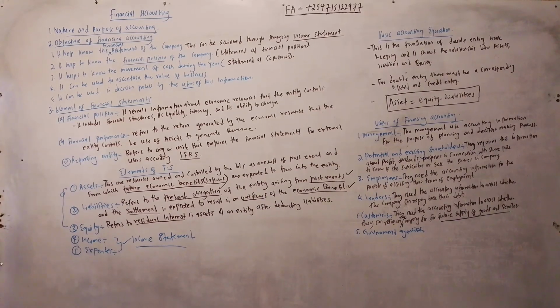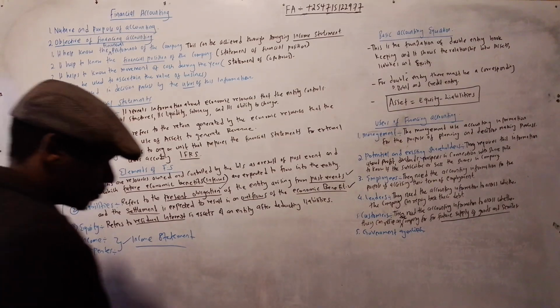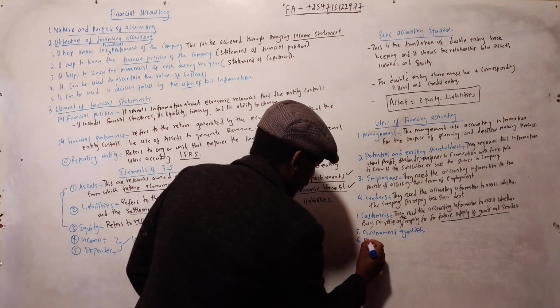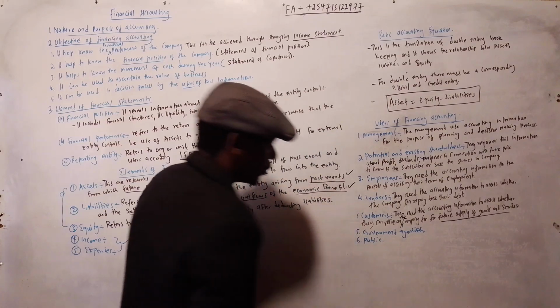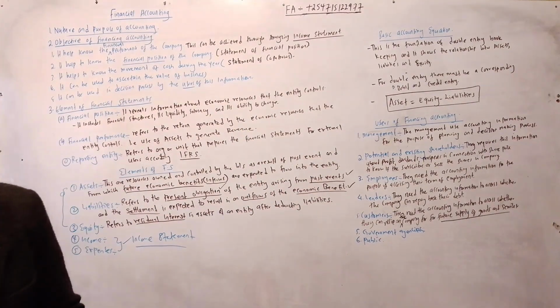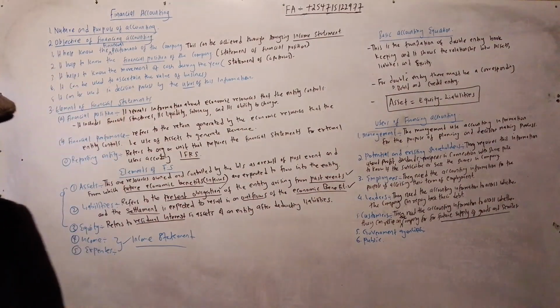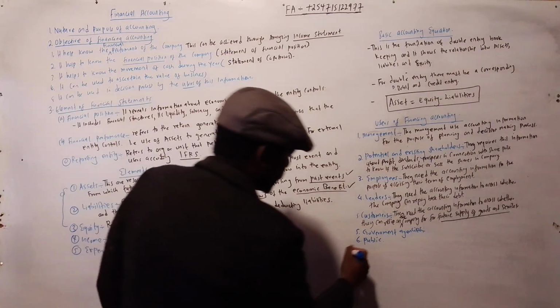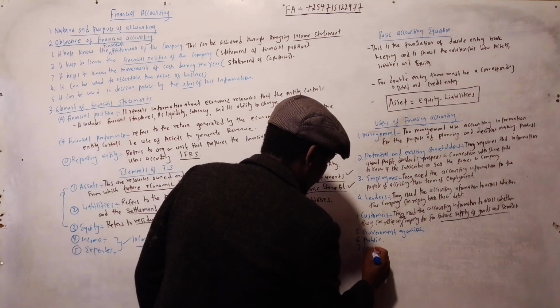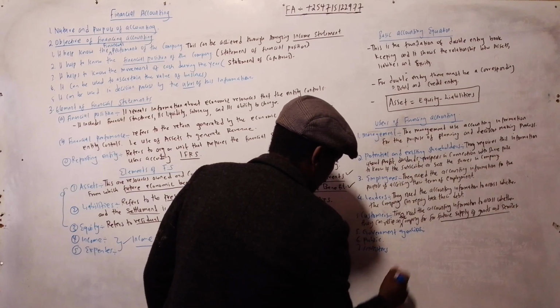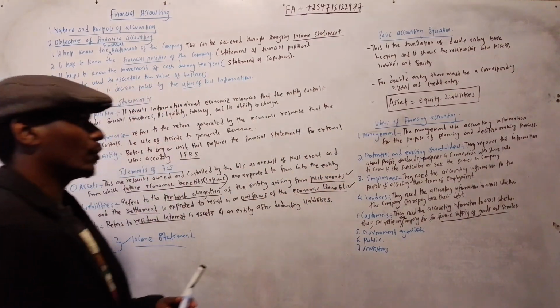We have the public. Number 6, the public. You can go and find why they need this information. We have the investors. Number 7, you have investors. So those are some of the users of this financial information.